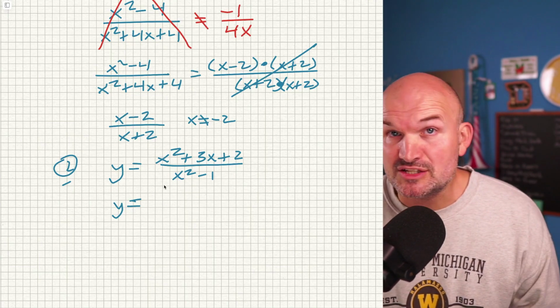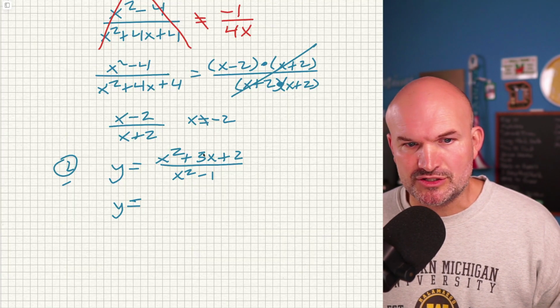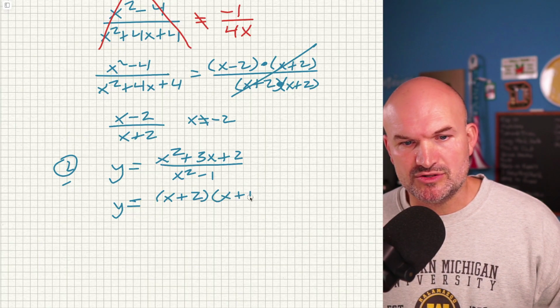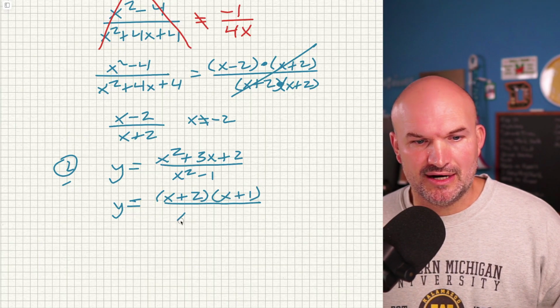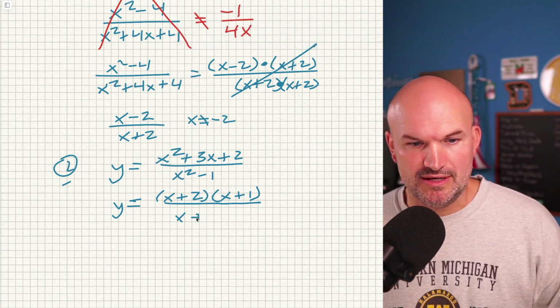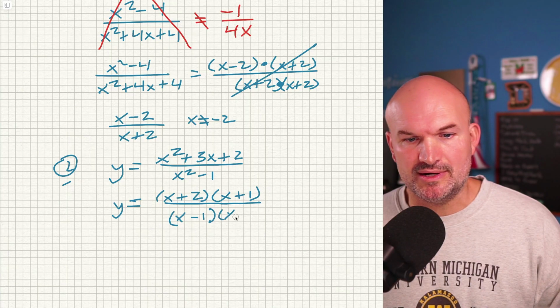So first, let's go ahead and simplify it because we're going to do this correctly. So I can factor this. What two numbers multiply to 2 and add to give me 3? I can rewrite that as x plus 2 times x plus 1. And then here in my denominator, I have x squared minus 1. Again, that's a difference of two squares. So that's an x minus 1 times an x plus 1.